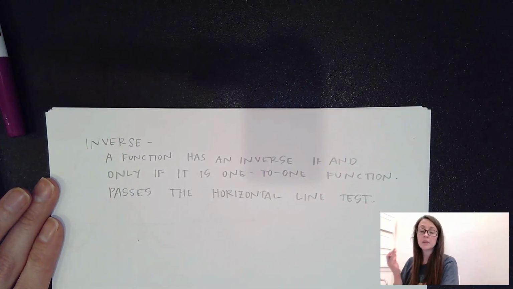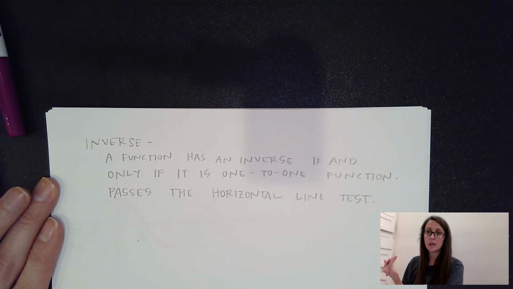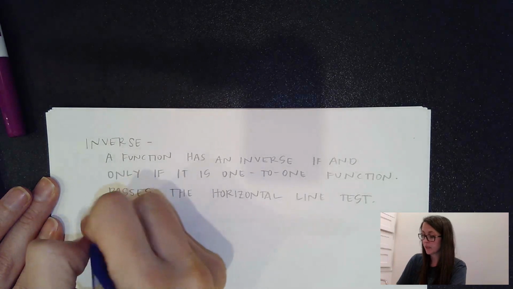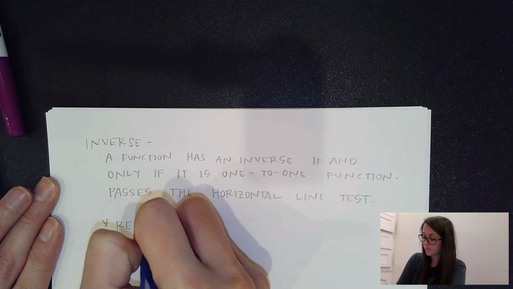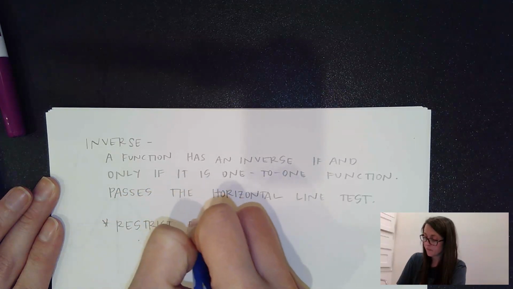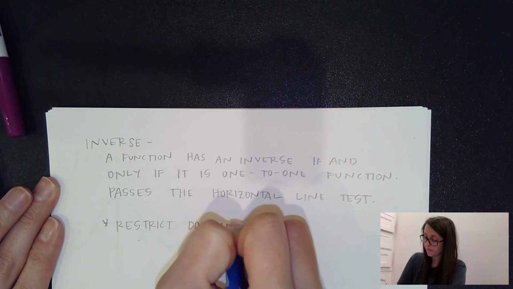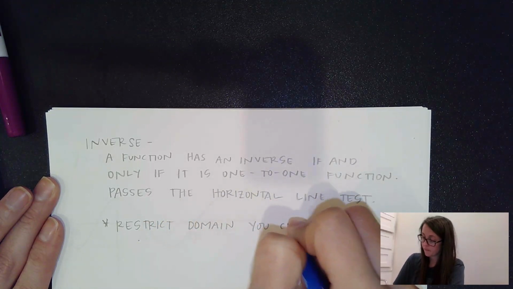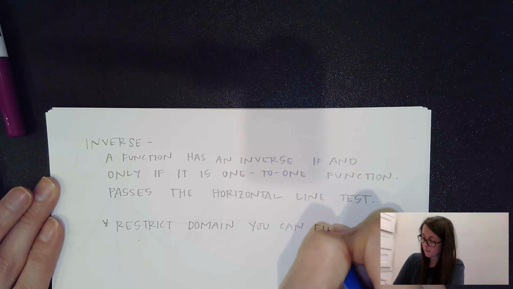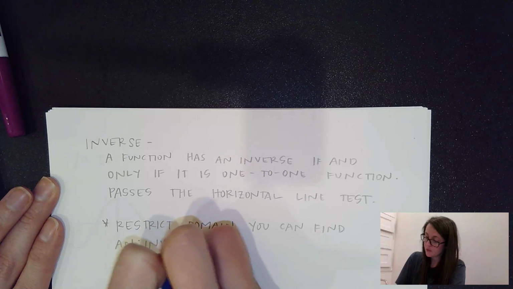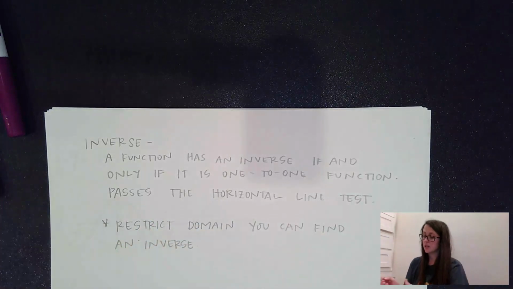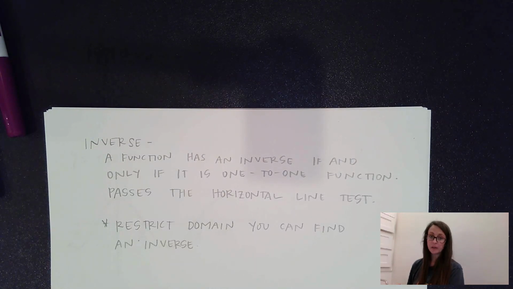Okay, but remember, if it doesn't pass the horizontal line test, we can find an inverse of it if we restrict the domain. So if you restrict the domain, you can find the inverse. Okay, so we're just going to look at graphing.